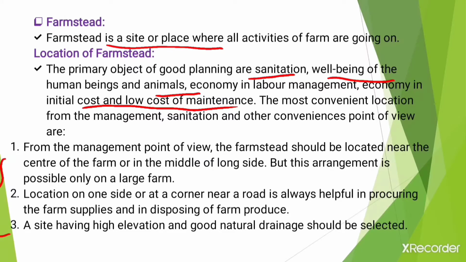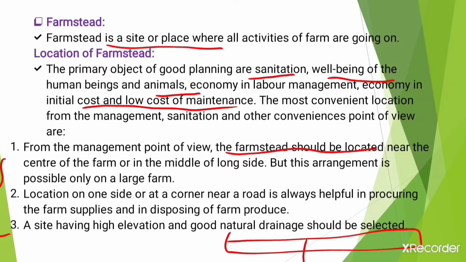So the first point is that from the management point of view, the farmstead should be located near the center of the farm or in the middle of the long side, but this arrangement is possible only on a large farm. This can be possible only on large farms.